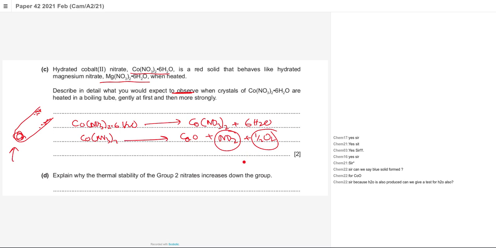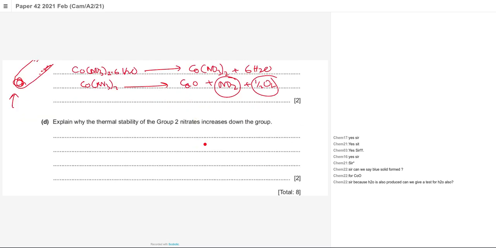For example, if I ask a particular question and you give extra answers, including the correct answer, that means you don't know how to answer the question. So they're not telling us to test for water, and it's not necessary to test for water here. You can just say liquid which condenses on the neck of the boiling tube, and a brown gas evolved. You get 2 marks. And if you want to mention oxygen, you can say gas evolved which relights a glowing splint, because you cannot see oxygen. But in the case of water, you can see it, right?